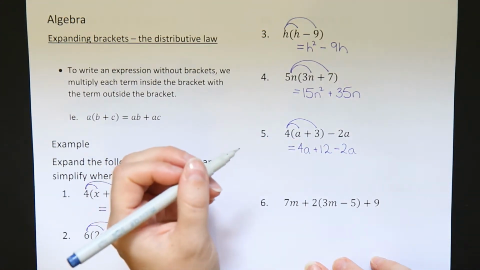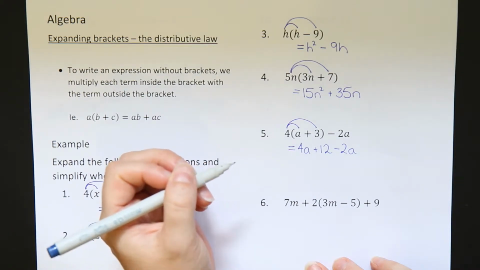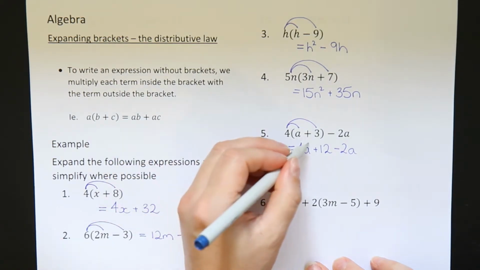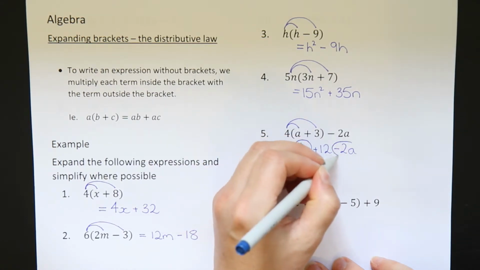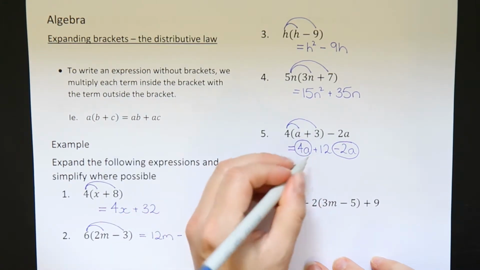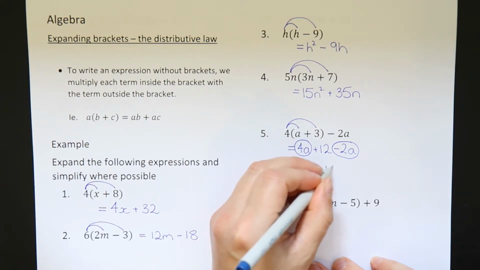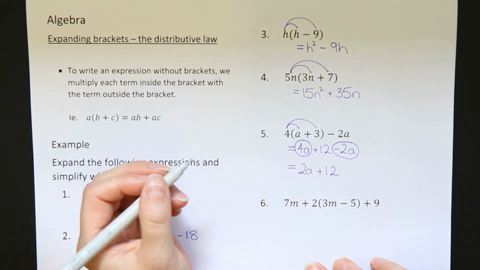Once the brackets are expanded, then I can look for any like terms to collect up to simplify. So 4a and minus 2a are like terms. They have the same letter. So 4 minus 2 is 2a plus 12. Is my completely simplified answer.